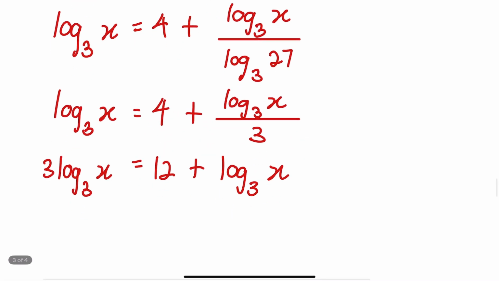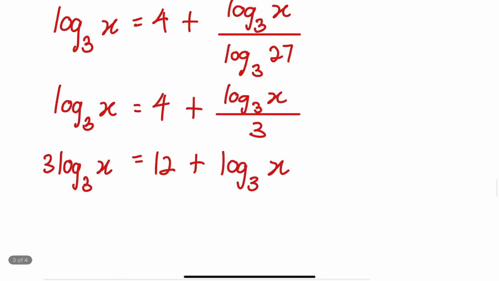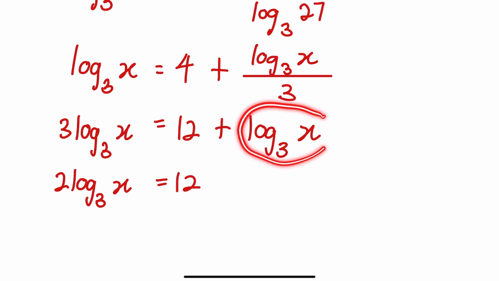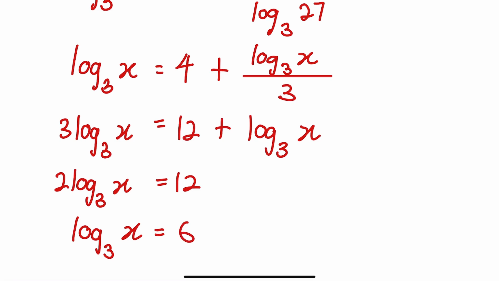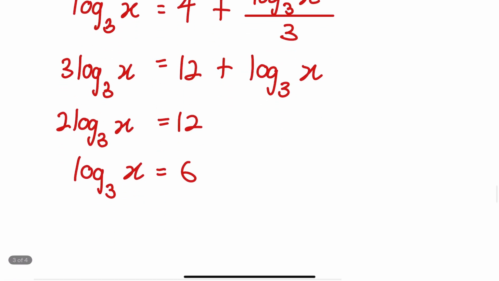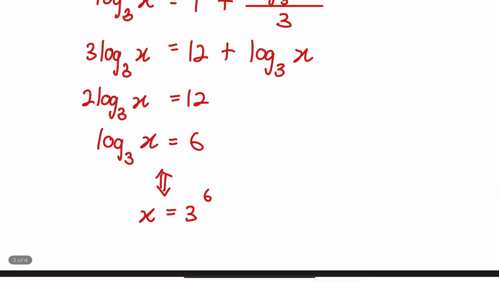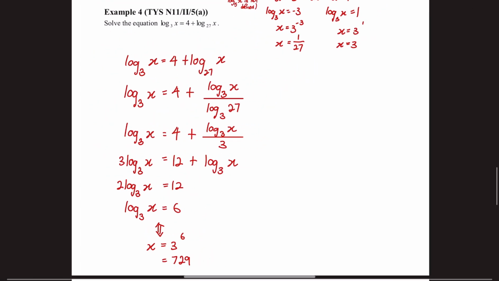So over here, I further simplify this. This will give me 2 log base 3 of x equals 12. I subtract both sides by 1 of log base 3 of x, and therefore this means that log base 3 of x is equal to 6. Therefore, convert from logarithmic form to exponential form. This means that x is simply equal to 3 to the power 6, which will give me 729. And with that, this is the solution to example 4.